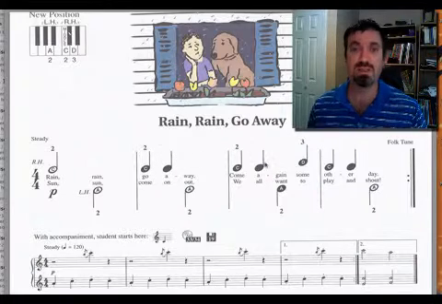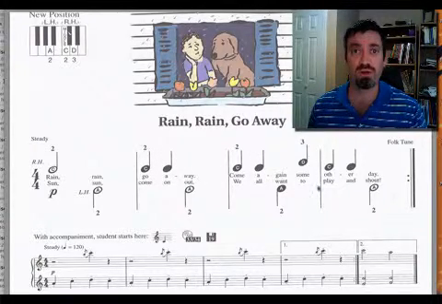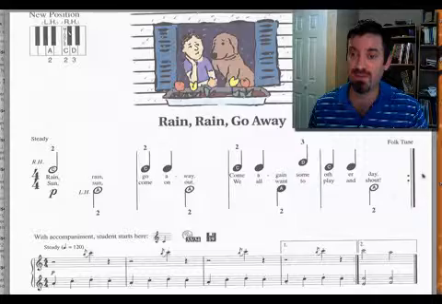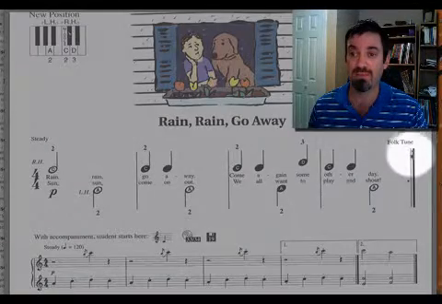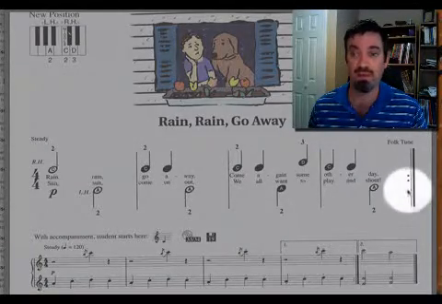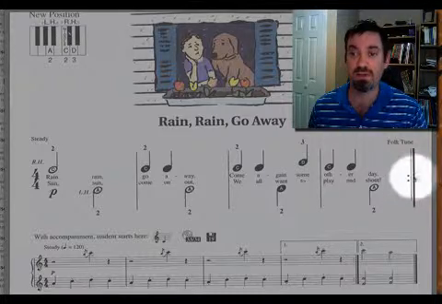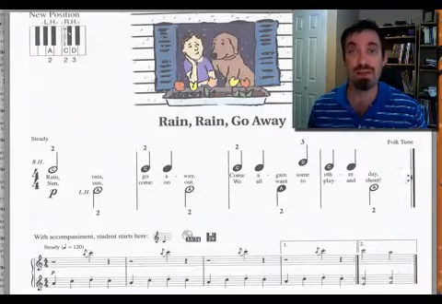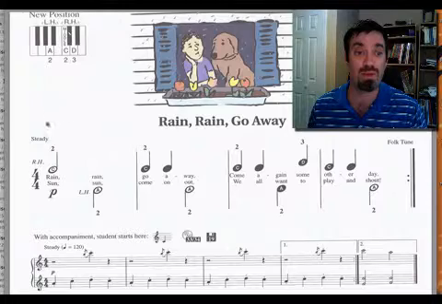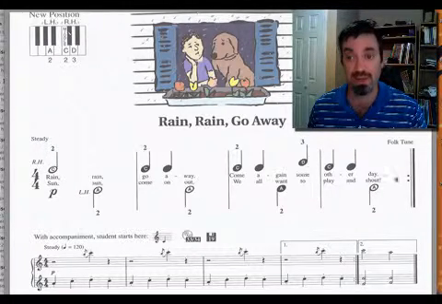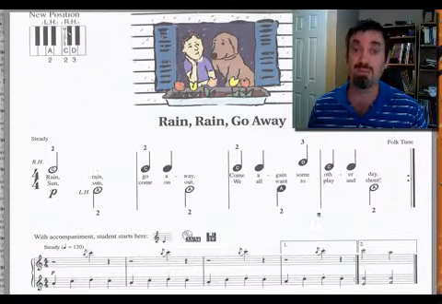There are some special kinds of bar lines that I want to draw your attention to. Here at the end of this piece, we have a special bar line. It's a light bar line and a heavy bar line with 2 little dots. This is called a repeat sign, and this repeat sign means go all the way back to the beginning and play it again. And that makes sense because we have 2 lines of lyrics.